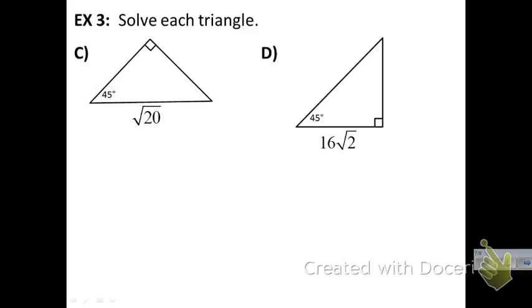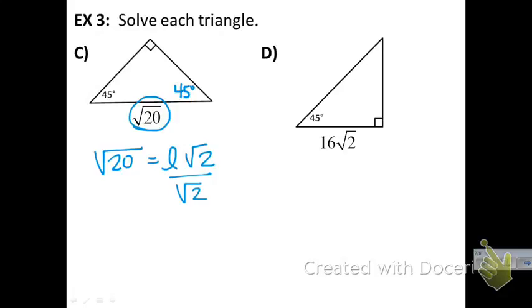On C, we know one angle is 45, so we automatically know the other angle is 45. The root 20 is our hypotenuse, so we'll use our formula. The hypotenuse, root 20, is equal to our leg times root 2. And to solve this, we divide by root 2. And these divide out over here. And we talked about if they have the same index, then we can go ahead and divide the numbers in the radicals. So 2 divides into 20 10 times. So we get the square root of 10 is equal to our leg. And both our legs are the same, so I'm just going to write it once.